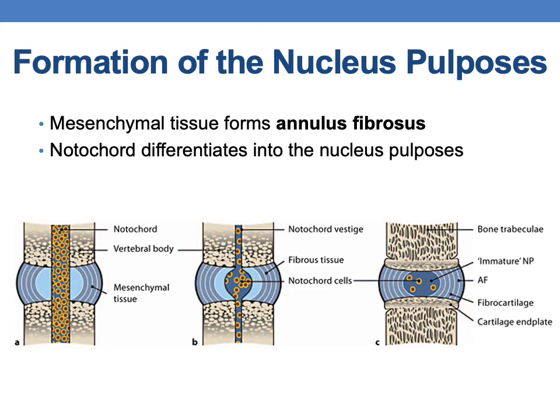Formation of the nucleus pulposus. The mesenchymal tissue that formed around the notochord forms the annulus fibrosus portion of the intervertebral disc, and eventually the notochord differentiates into the nucleus pulposus.